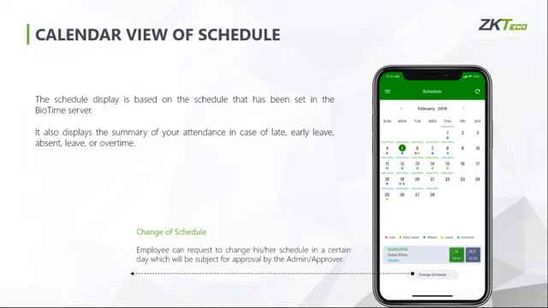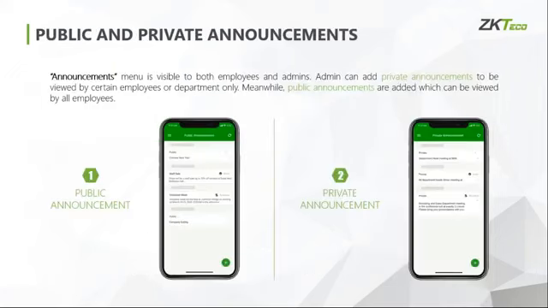And public and private announcement. The public announcement can be useful for meetings like weekly meetings or some important sudden announcements, all these things. For private announcement, you can choose department-wise or employee-wise and push the announcement.